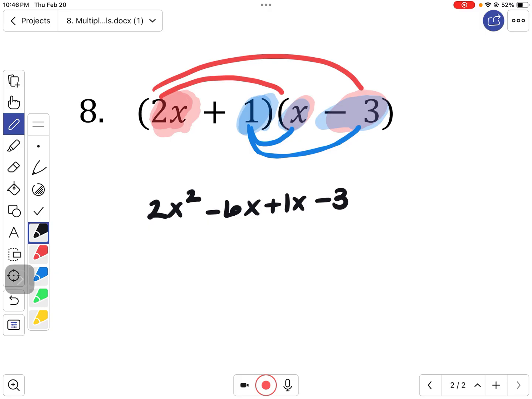Okay, I'm going to look. Can I combine any of my powers? Yes, these two both have the power of 1. I shouldn't say combine my powers, but combine my coefficients, because the powers are the same. I'm going to start with my 2x squared. Negative 6 plus 1 is going to give me a negative 5x, and then I just have that minus 3 on the end. I went from highest power down to my constant, so I know I'm in standard form. All right, you have what you need to finish your assignment for number 8.